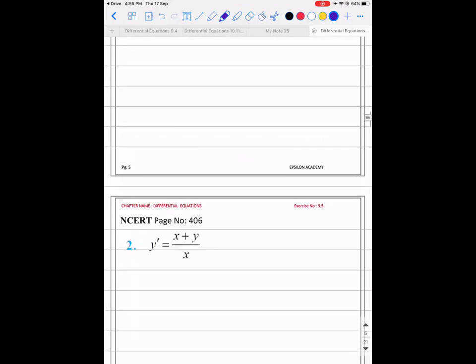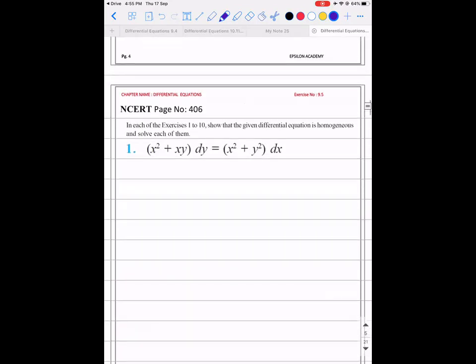The remaining problems, how many are there? I think there are 16 problems, right? So the remaining 16 problems, you can try as homework, and similarly, you can try 9.4 also as homework. 16 plus maximum 10 problems, 26 problems, 5 days time is there. Each day you do 5 problems, you can complete it. If you have any doubt, I'll clear it in the next class. And then we'll start the next chapter, that is vector algebra.